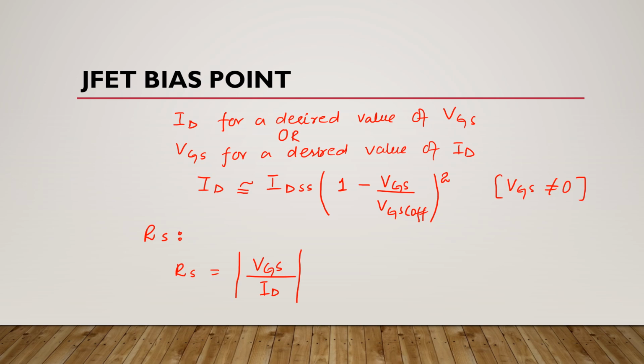Now what are these absolute values? Absolute values mean we take the magnitude of a real number without regard to its sign. So for drain current you will use this relationship, and for source resistor you will use this formula in order to establish the bias point of junction field effect transistors.